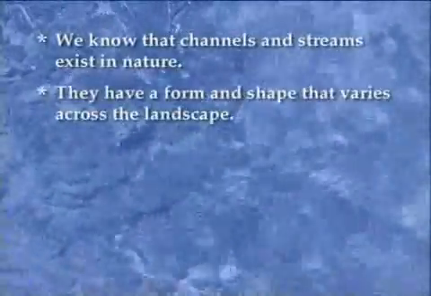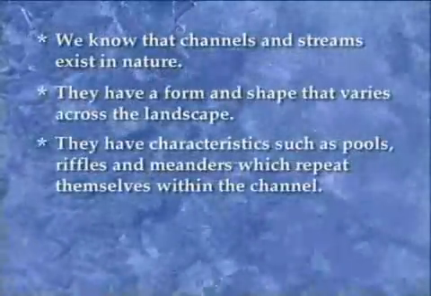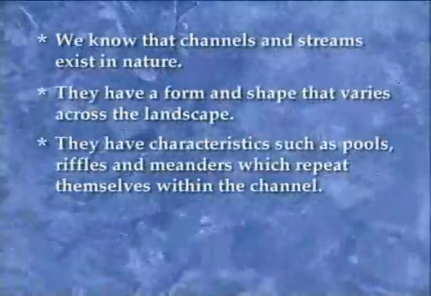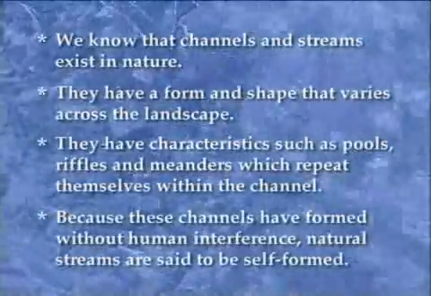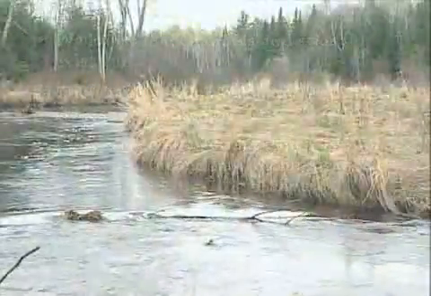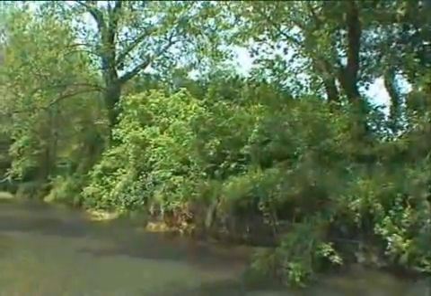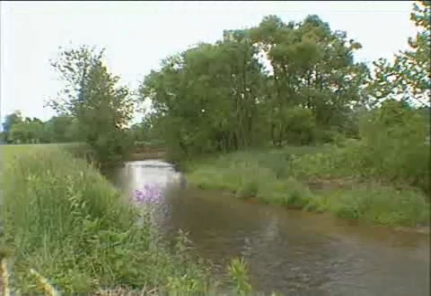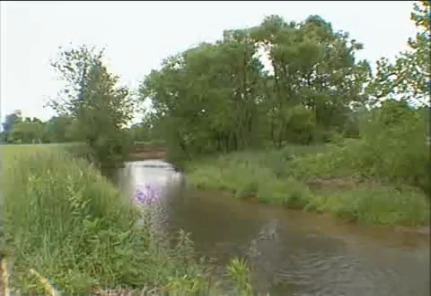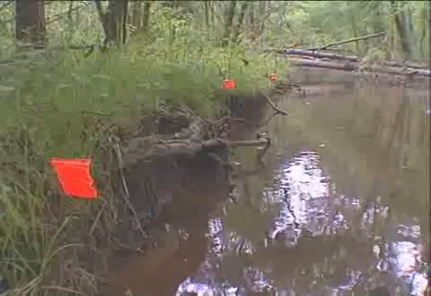We know that channels and streams exist in nature. They have a form and shape that varies across the landscape. They have characteristics such as pools, riffles, and meanders, which repeat themselves within the channel. Because these channels have formed without human interference, natural streams are considered self-formed. Despite the variable nature of flows, geology, climate, and vegetation, there is a consistency of channel features that repeat themselves given similar conditions. This indicates that common processes are involved in creating and maintaining channels. One of the consistent features of natural channels is the Bankfull stage.